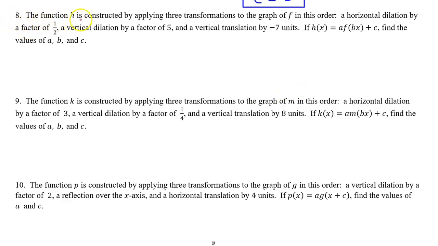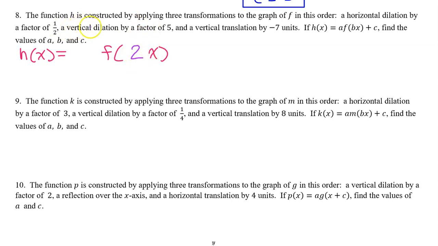Number 8. The function h is constructed by applying 3 transformations to the graph of f in this order: a horizontal dilation by a factor of 1/2, a vertical dilation by a factor of 5, a vertical translation by -7 units. If h of x is equal to a times f at bx plus c, find the values of a, b, and c. First, the horizontal dilation by a factor of 1/2. Horizontal stuff appears on the inside of the function. It will be the opposite of the way it looks. So horizontal dilation by a factor of 1/2 will appear as a 2x.